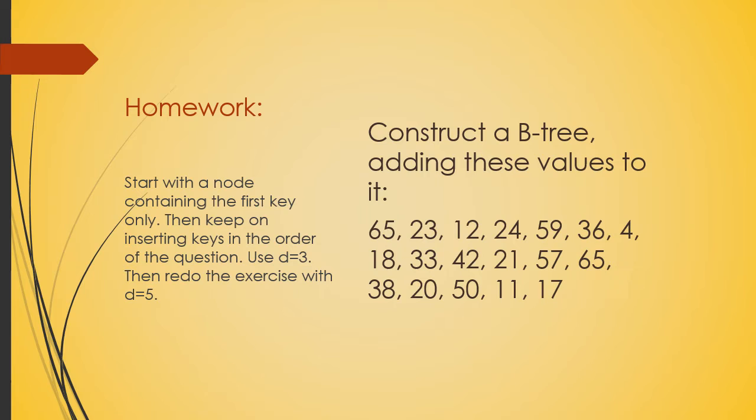Your homework is to construct a B tree adding the values that are shown over here. Start with a node containing the first key only. Then keep on inserting keys in the order of the question and use the values of D which have been given to you.